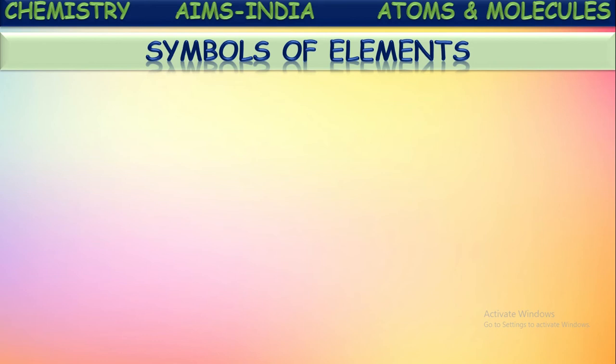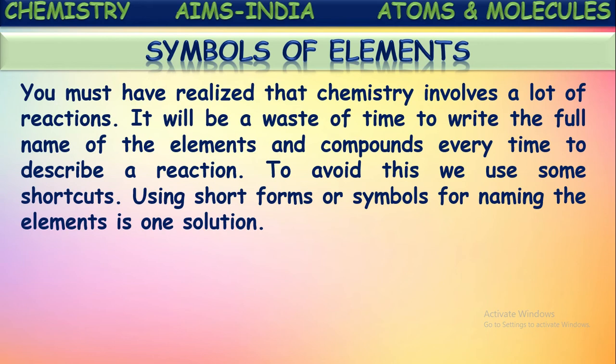So after giving the names, scientists thought that instead of writing complete names of the elements in chemical reactions, why don't we use shortcuts? So for this, they found a solution: the symbol. You must have realized that chemistry involves a lot of reactions, isn't it? So many reactions are occurring among the chemical substances. It will be a waste of time to write the full names of the elements and compounds every time to describe a chemical reaction. So it will actually be a waste of time, in terms of scientists.